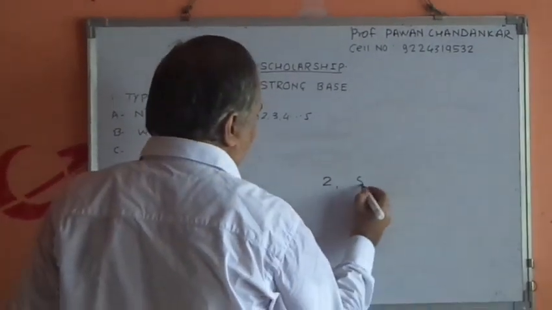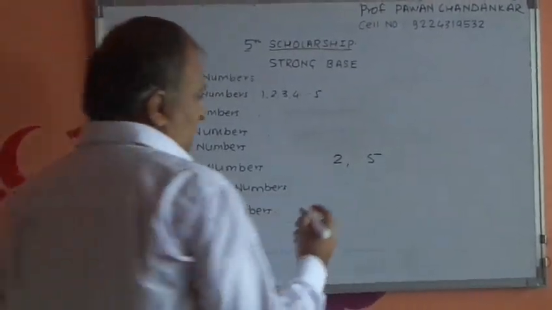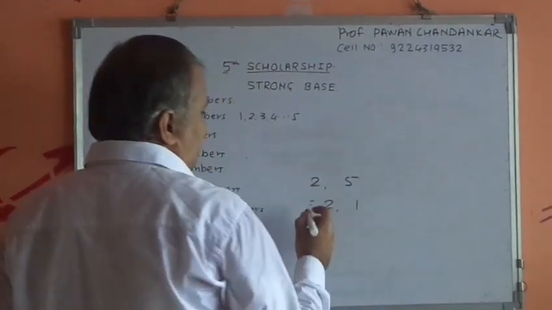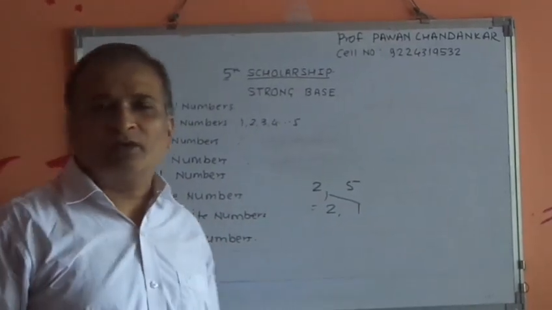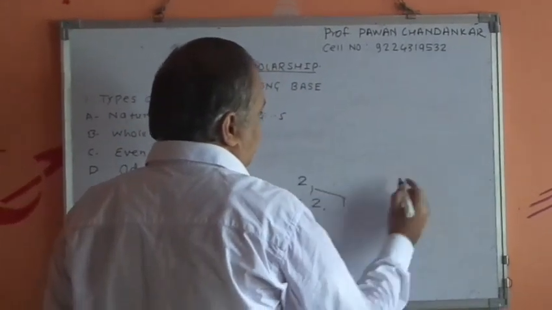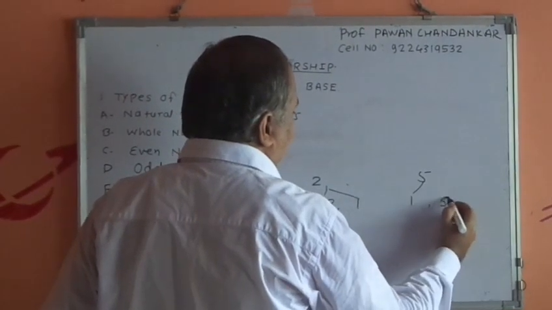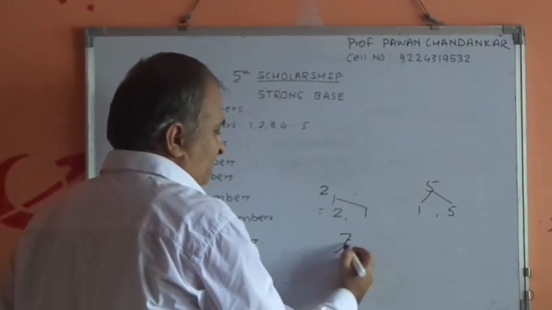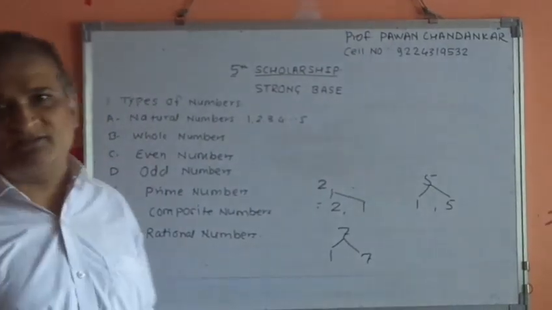The numbers 2, 5, 7. How many factors does the number 2 have? 2 comes in the table of 2 itself and 1. So this number 2 has only 2 factors, 2 and 1. Such a number we call a prime number. Look at another example, 5. 5 comes in the table of 1 and the table of 5 itself. Take another example, the number 7. 7 comes in the table of 1 and the table of 7 itself.